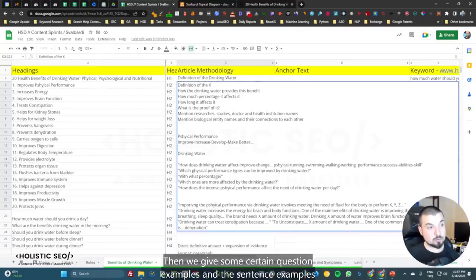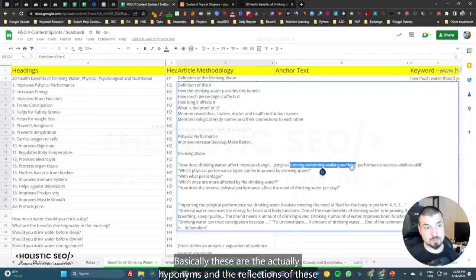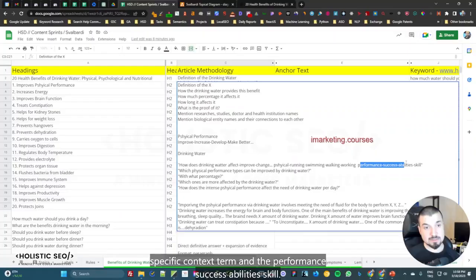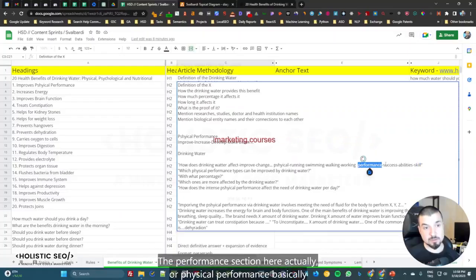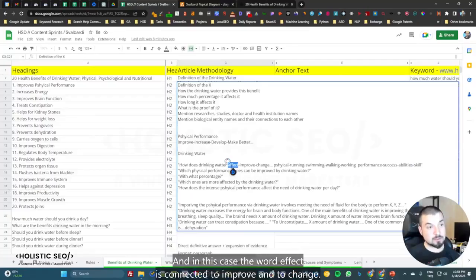Then we give some certain question examples and the sentence examples, like how does drinking water affect, improve, change, physical running, swimming, walking, working. Basically, these are the actual hyponyms and the reflections of this specific context term. And the performance, success, ability, skill. The performance section here, or physical performance basically, is connected to the concepts like success or talents or the skill. And in this case, the word affect is connected to improve and to change. We use all these predicates with all these variations.